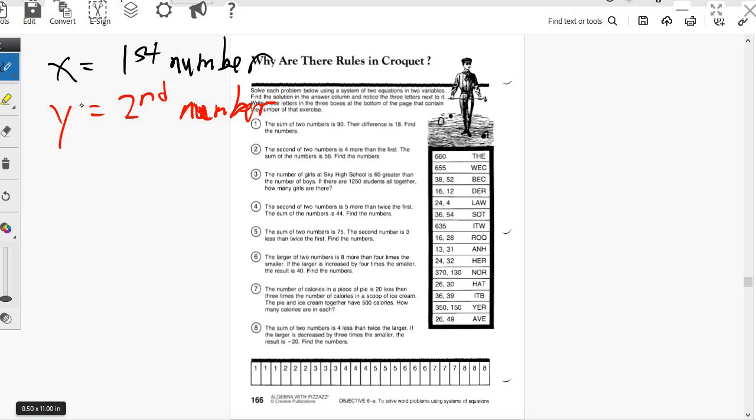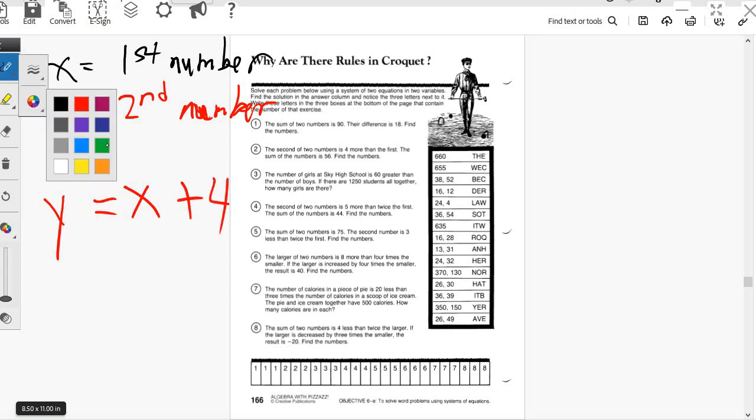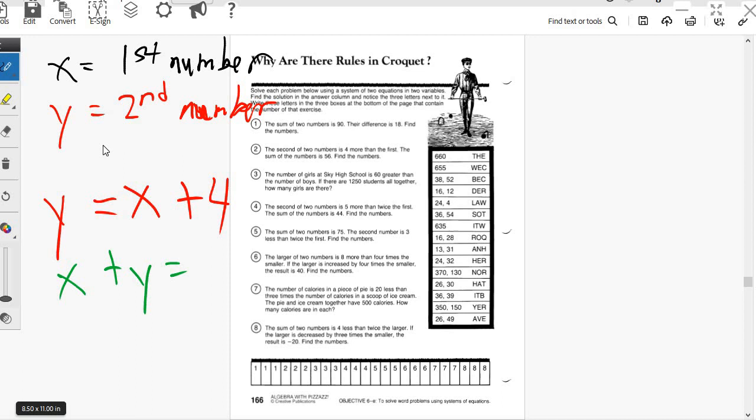The second of two numbers is 4 more than the first. So we're going to write an equation to translate that. The second of two numbers, which is y, is equal to 4 more than the first, so it's going to be x plus 4. That's how we translate that. The other equation we have is the sum of the numbers: the first and the second number, x plus y, is equal to 56. Notice what I did: I translated the given facts into equations. Each sentence becomes an equation.